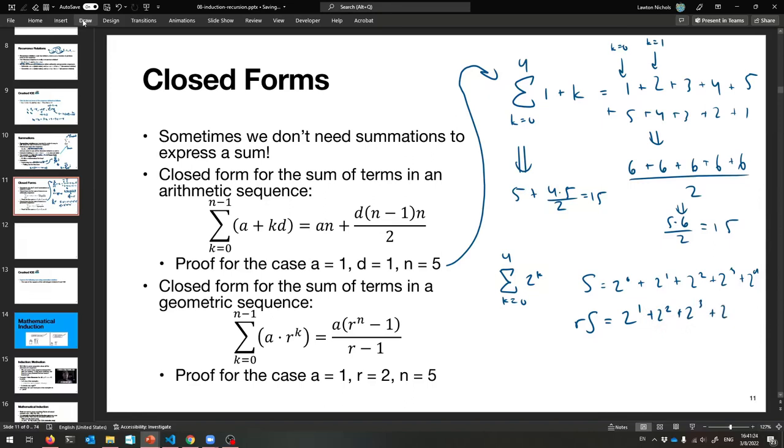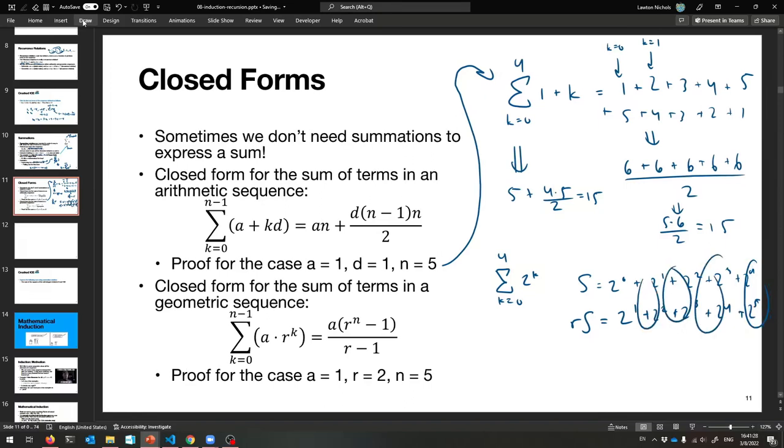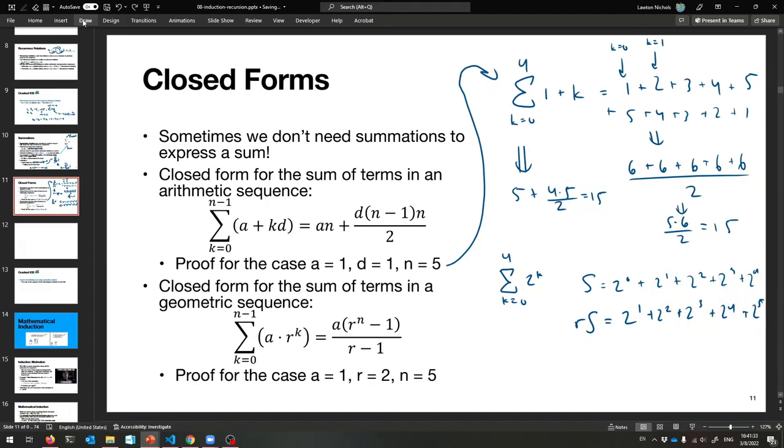2 cubed plus, let me line them up, plus 2 to the 5th now. So it's just one bigger in every spot. And we also line these up, and we calculate this value. We calculate RS minus the original S. And look what happens. Subtract, take this, subtract this from it.